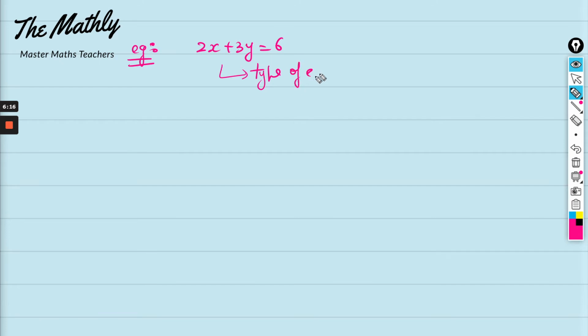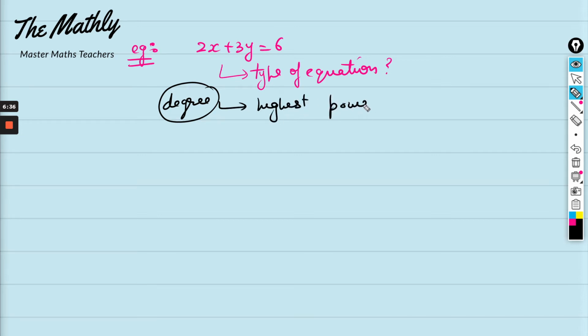If you want to find out what type of equation it is, is it linear, quadratic, cubic? How can you get to know it? You can find out the type of an equation using a concept known as degree. Now, what is a degree? It's the highest power of any variable. You take any variable, doesn't matter, it can be x or it can be y. It's the highest power of any variable in an equation.